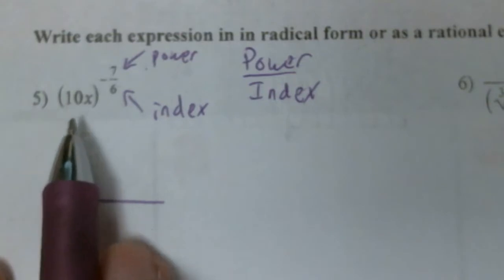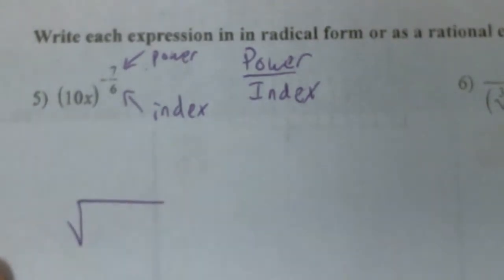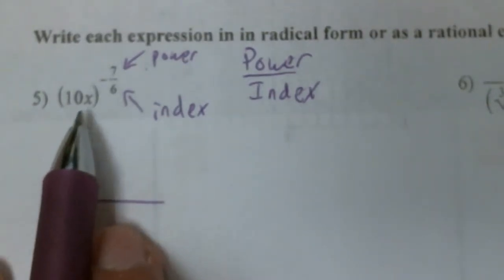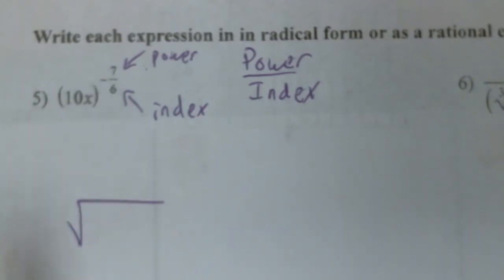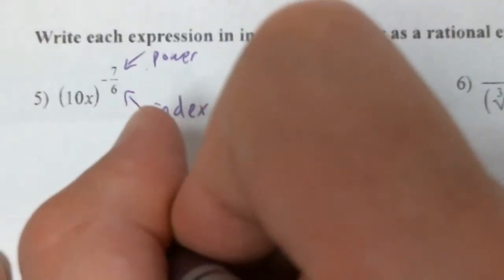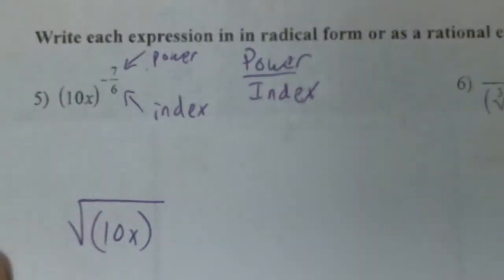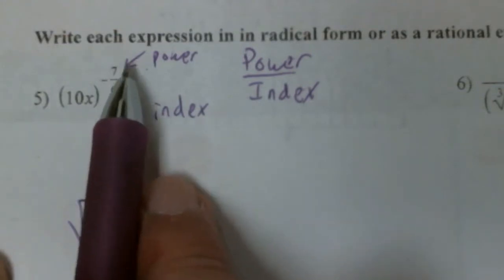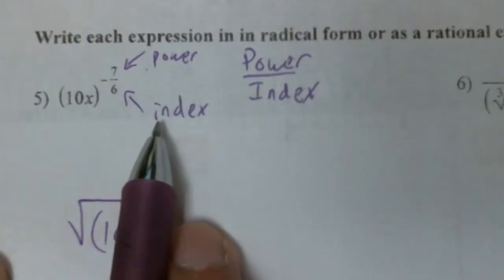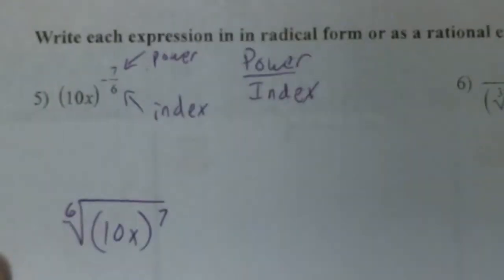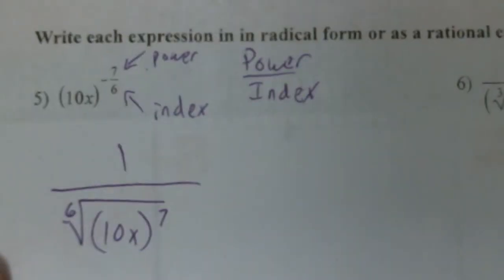Now notice that this is something that a lot of students missed on the quiz. You've got to pay attention to whether or not you have parentheses. All of this inside the parentheses is being raised to the negative 7/6 power. So the whole 10x, all of that is in parentheses. The power is the 7. So 10x to the 7, and the index is the 6. The 6 goes in the little crevice right there, but it's being raised to the negative 7/6 power, so that means we have to flip it, so all of this is under 1.